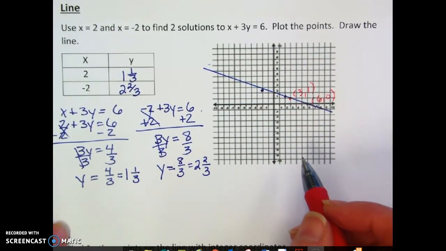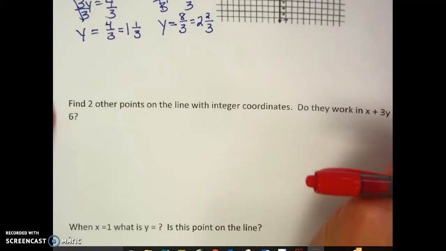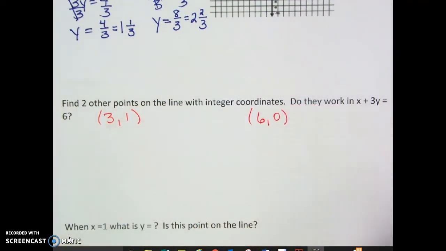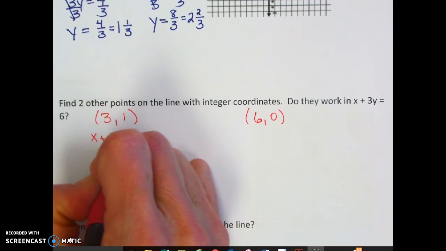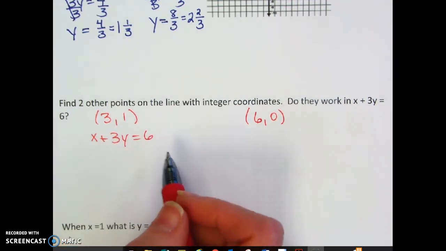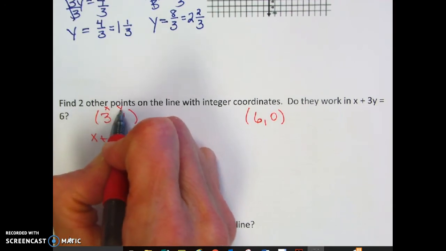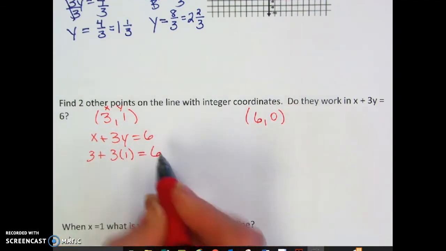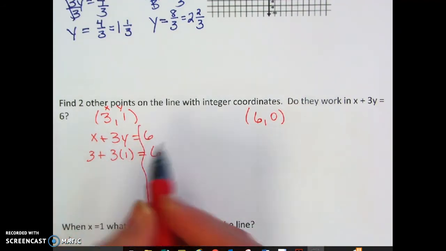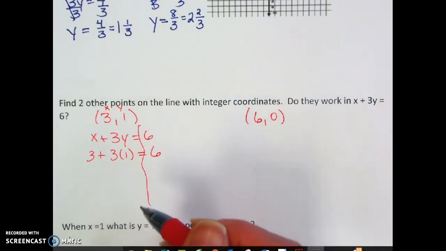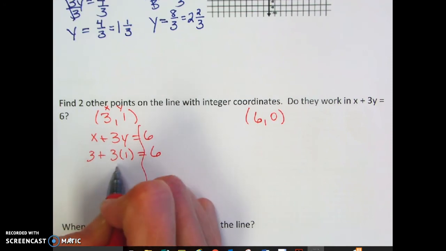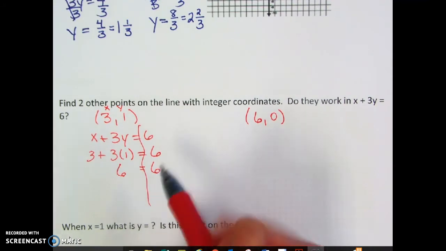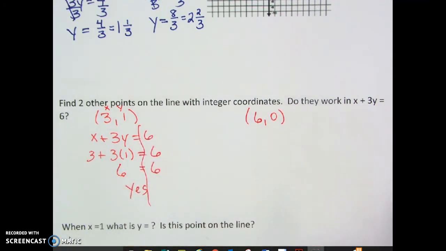All right, so let me slide this down here to where I have the spot to do the work. 3, 1 and 6, 0 were the two points I just picked. So x plus 3y equals 6. If we're testing a point, we're going to substitute in, remember this is our x, this is our y. So we're going to substitute in 3 for x and 1 for y. And then we're going to work the left-hand side and the right-hand side separately, and see if we get the same answer when we're done. So 3 plus 3 times 1 is actually 6. And of course the other side doesn't have any work to do to it. It is actually 6. So yes, it works in that equation.